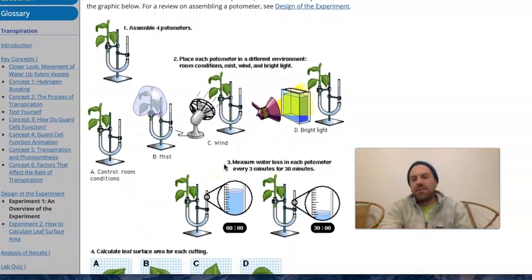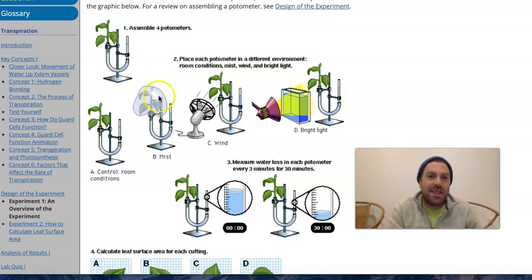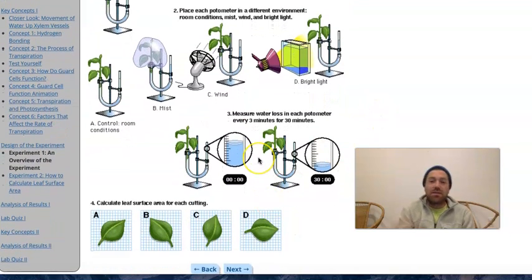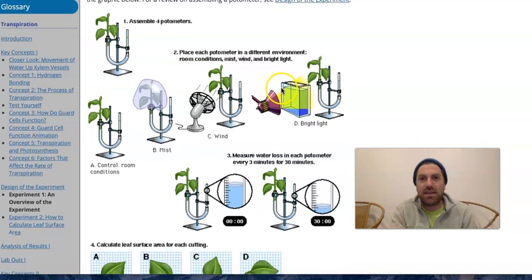So some cool experiments that I'd love to be able to do maybe next year is you set these potometers up, and then you do a control, and you do a humid, you do a windy, and you do bright lights, and you can change temperature and just see what happens. And so what this virtual lab is going to do is going to go through those for you and give you some data on that and see what happens.